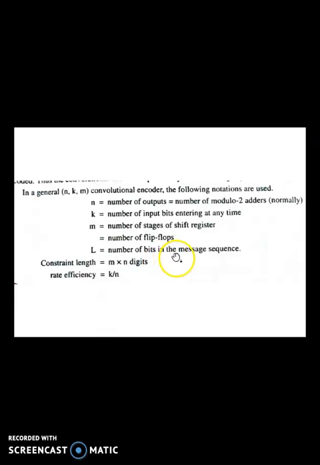Okay, so let's understand the diagram we have shown. In a general n, k, m convolution code, clearly understand that n is the number of outputs of the encoder, which is nothing but the number of modulo 2 adders. Here k is the number of input bits entering at any time. If k is 1, 1 input bit enters at any time. K equal to 2 means 2 input bits enter at any time. M is the number of stages of the shift registers. It's nothing but the number of flip-flops. So m equal to 3 means 3 flip-flops, and m equal to 2 means 2 flip-flops.